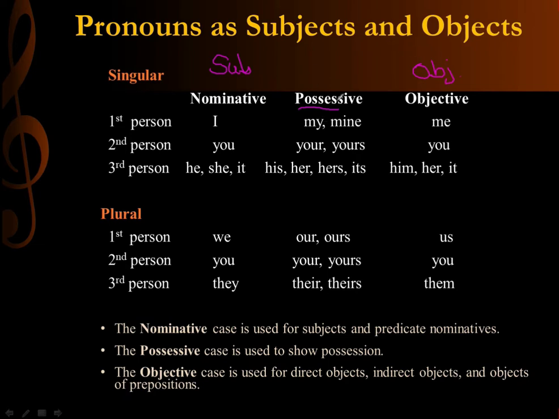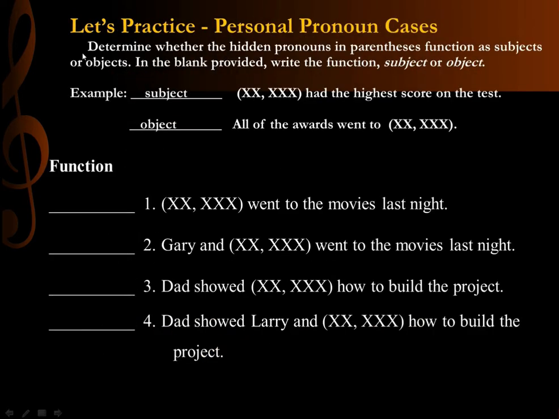If it shows possession, nobody makes mistakes in that, so I'm not worried about you making a mistake. But we will have to look at these two. So in the example up here, we're trying to look for a hidden pronoun. I've put X's there because I don't want you to have some predetermined idea about what that pronoun should be. It will be one. All I want to know is if you can tell me whether it would be a subject or an object based upon where it is in the sentence.